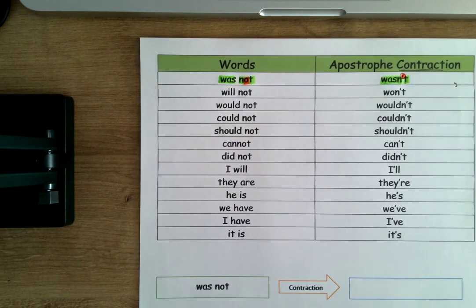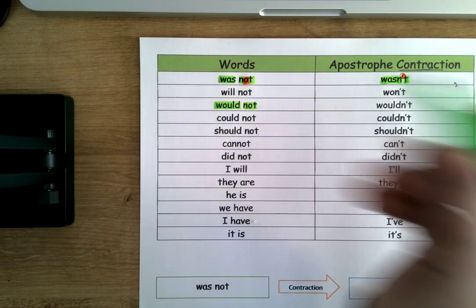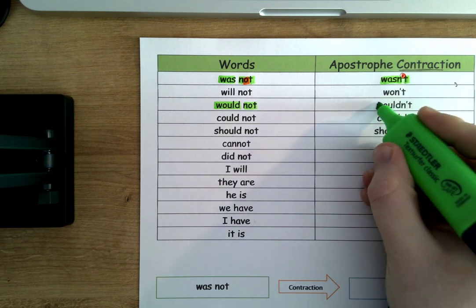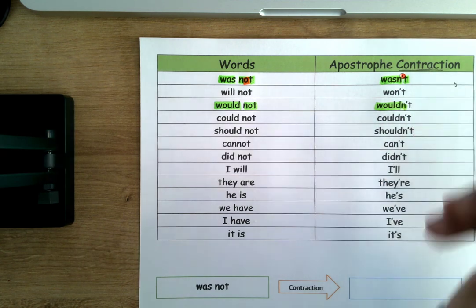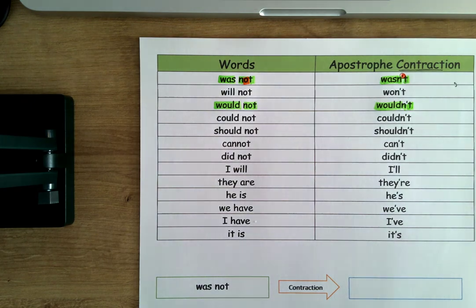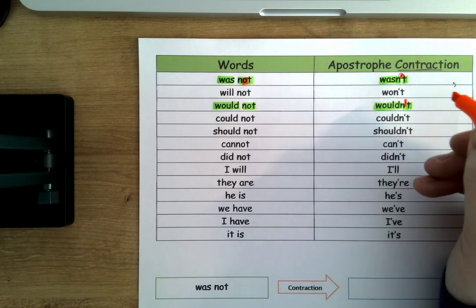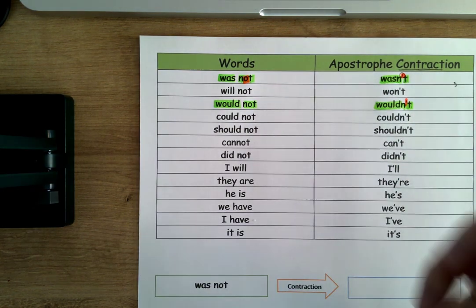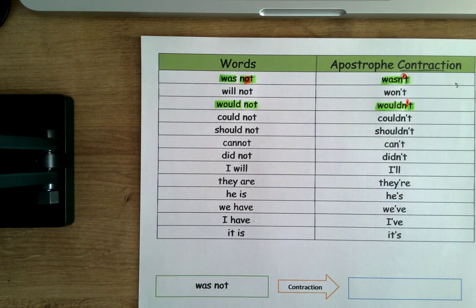Let's look at another one. Let's look at would not. Here's would not. Here we have the word wouldn't. I can see would. Would. And I can see the N of not and the T of not. But there's no O. The apostrophe takes the place of the O and merges the 2 words into one. It contracts the 2 words together. So would not becomes wouldn't.